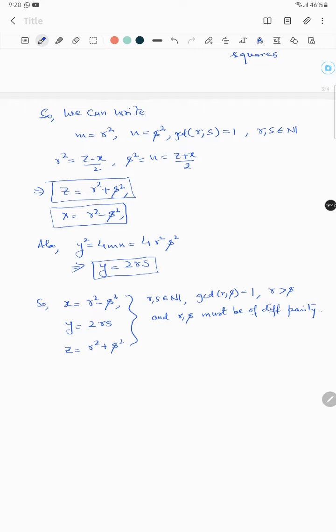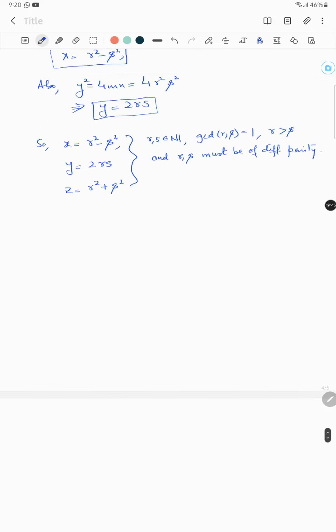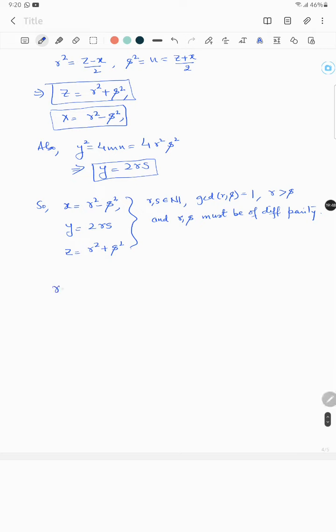So as an illustration, let me take R, S, X, Y, Z. Both must be natural numbers. They must be relatively prime. We have to take R greater than S, and if one is odd, the other has to be even. So let me take S equal to 1, R equal to 2, because any two consecutive numbers will meet these conditions. They will be relatively prime, and one will be greater than the other.